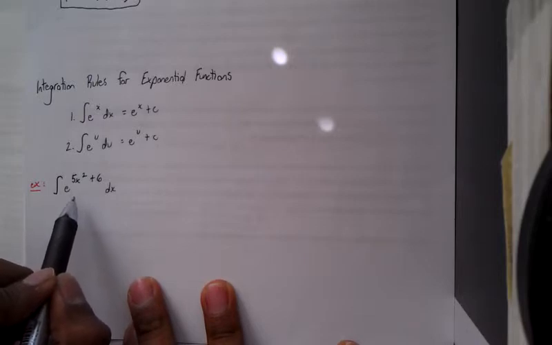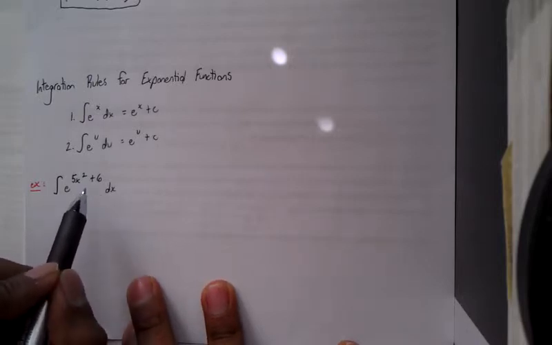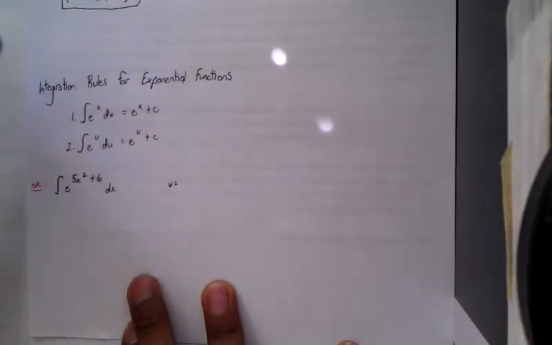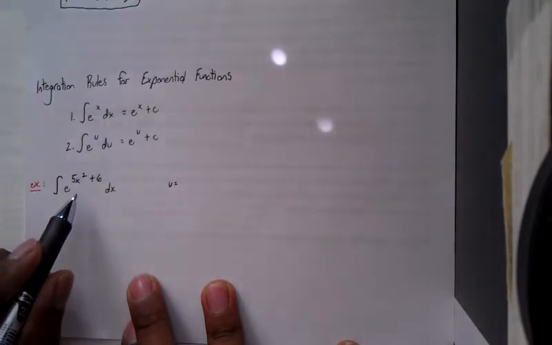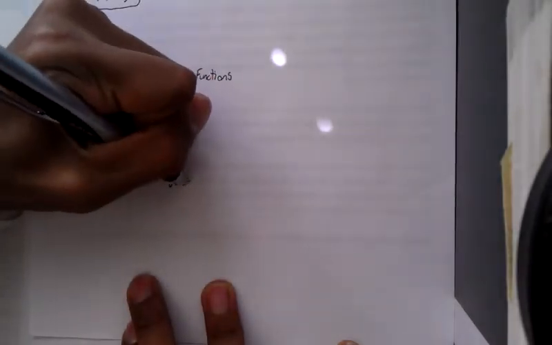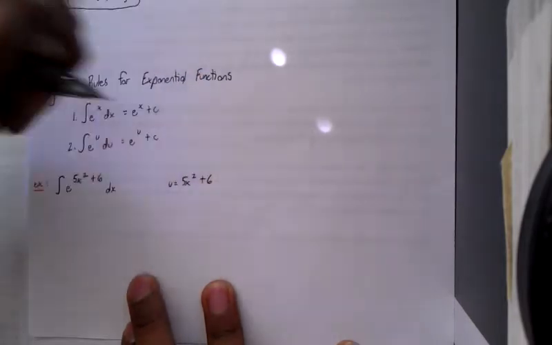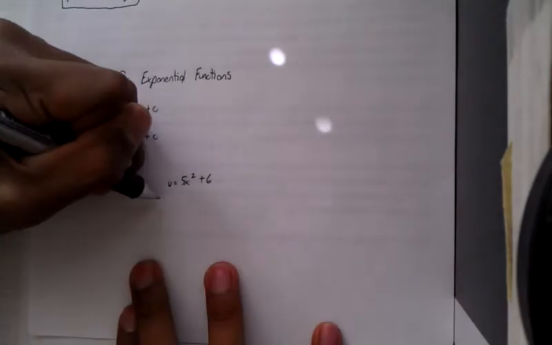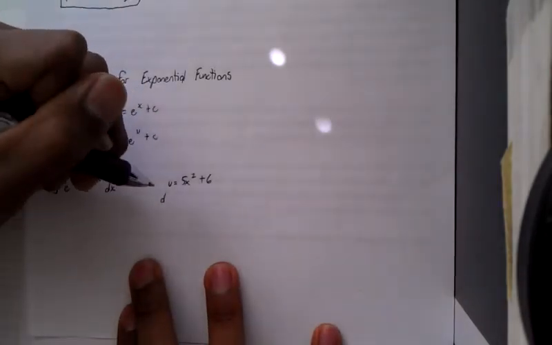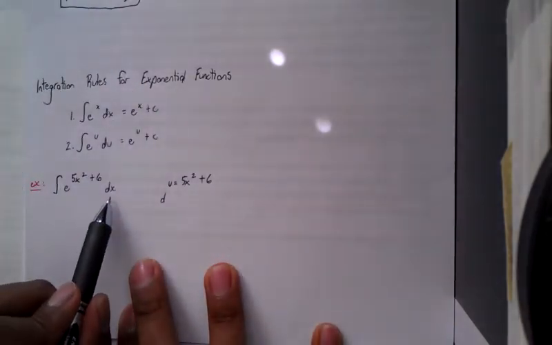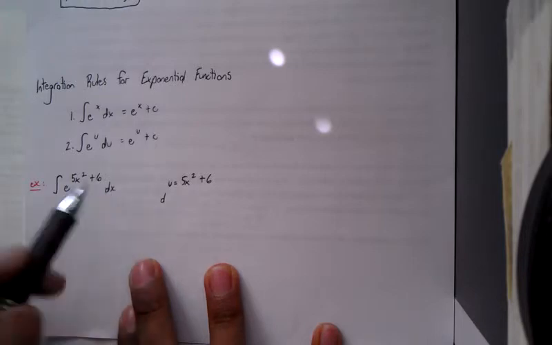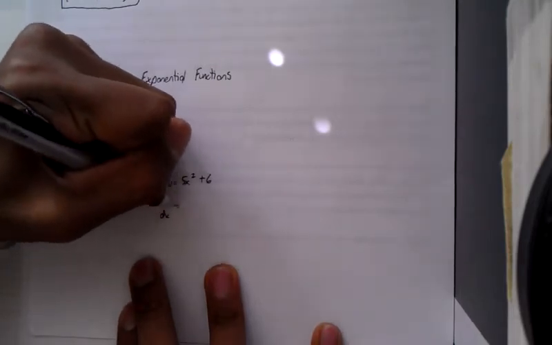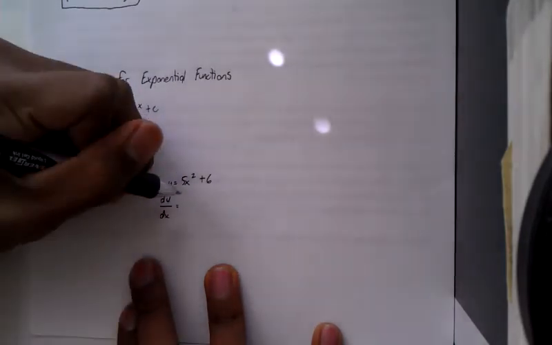So if we think about our integration rules that we've learned before, the first thing that we'll do is we'll make a u substitution so that we get u equals 5x squared plus 6. And so what we're essentially trying to do is convert this dx into a du. So in this case I'll write du over dx equals, and the derivative of this is just 10x.